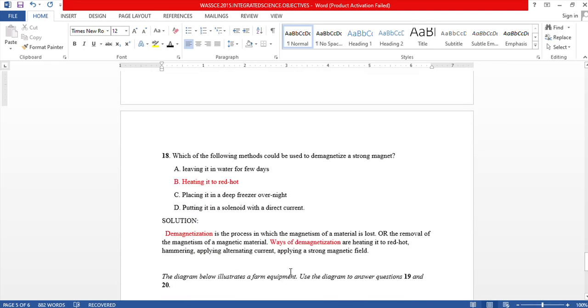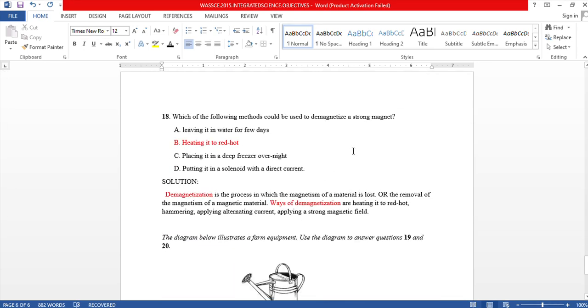Now, number 8, which of the following methods could be used to demagnetize a strong magnet? Okay, so basically when you say demagnetize, this is the process in which a magnetic material loses its magnetism, so it is no longer able to attract or repel other magnets or magnetic materials. Just like the word, the D has to do with removing something. Demagnetization, removing its magnetism. Alright, now look at the ways of demagnetization: one is to heat the magnet to red hot. When you heat it to a certain point, it loses its magnetism.